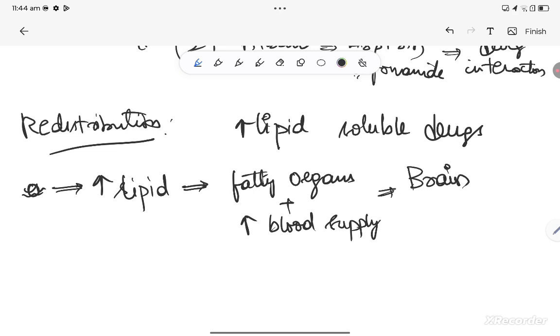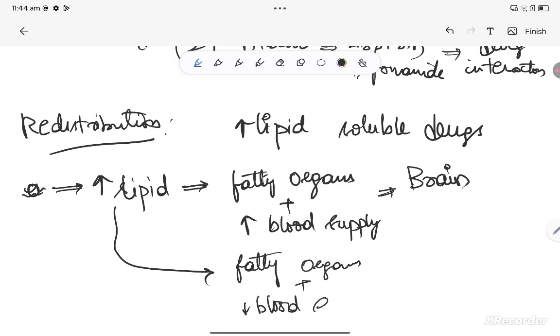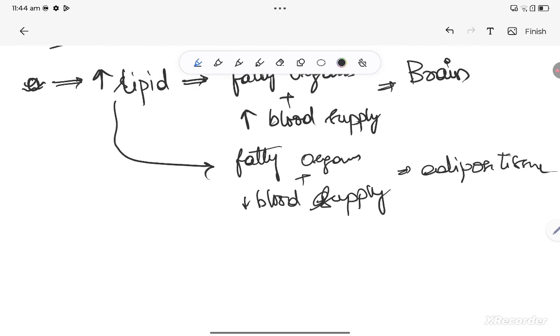But later on, the drug goes to fatty organs with less blood supply, like your adipose tissue. First, when the drug is given, obviously because of its high lipid solubility, it first reaches the brain and gets accumulated in the brain. But later on, when the drug is distributed throughout the vascular compartment, throughout our body, organs with less blood supply but more fat, like adipose tissue, gain importance, because of which the drug usually comes out of the brain quite early. Let us take an example of thiopentone sodium.